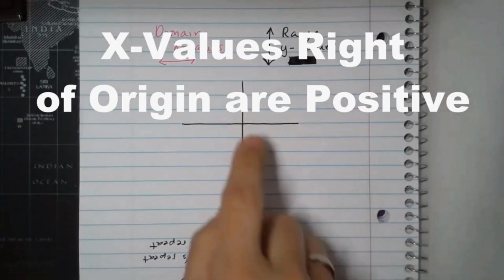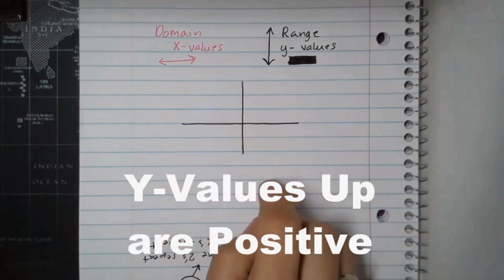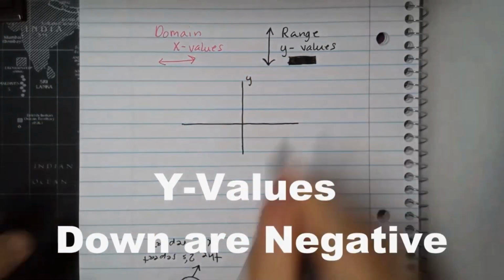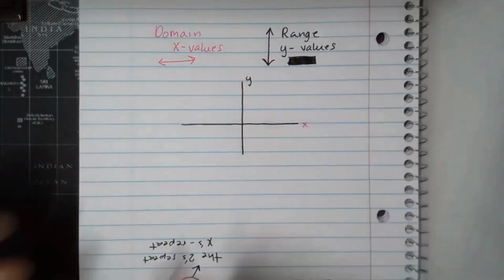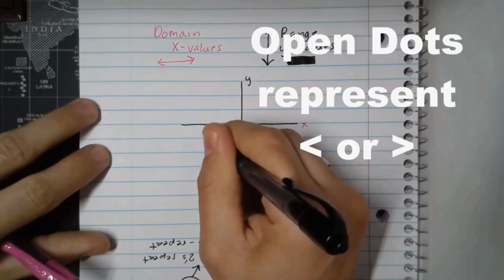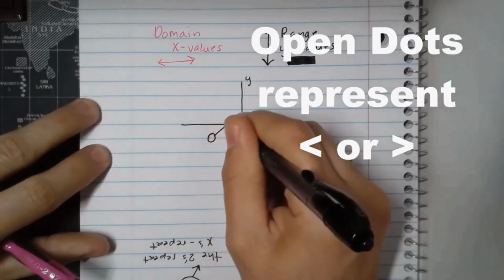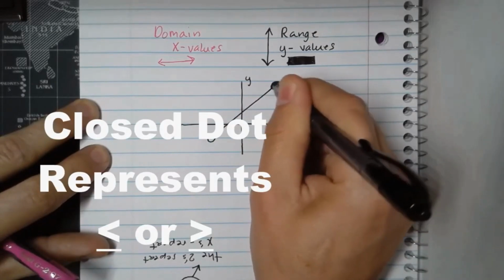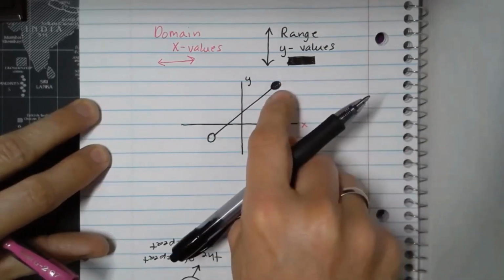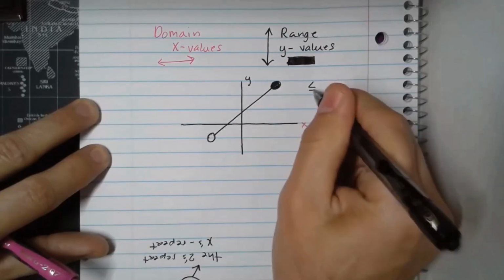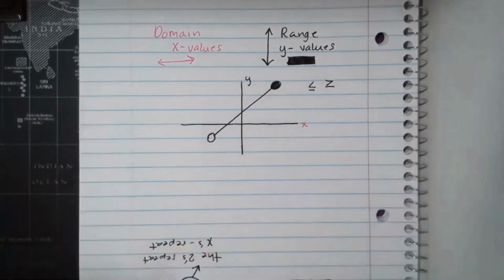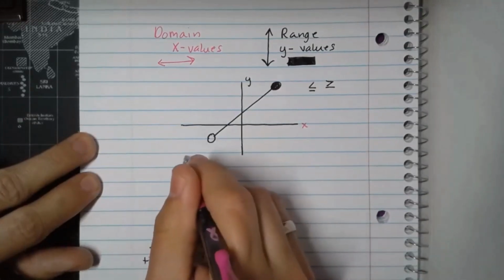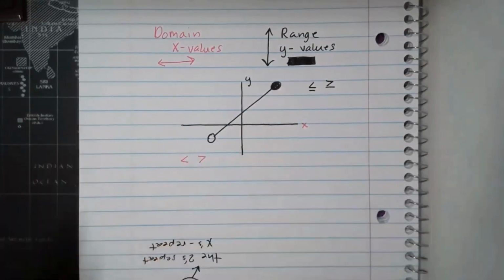I also want to mention that when you think about x values, to the right of origin, it's going to be positive. To the left, it's negative. And when we talk about our y values, right, up above origin is positive, and down below is negative. Keep in mind that open dots always are going to use the less than or greater than symbol, while the closed dots are less than or equal to or greater than or equal to. This is very important so you don't put the wrong symbol and get it wrong.